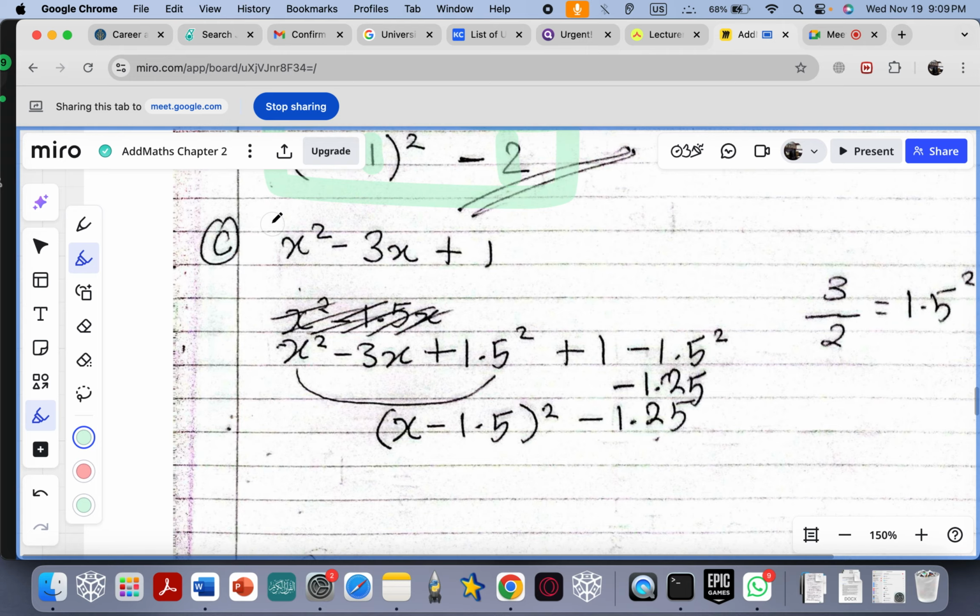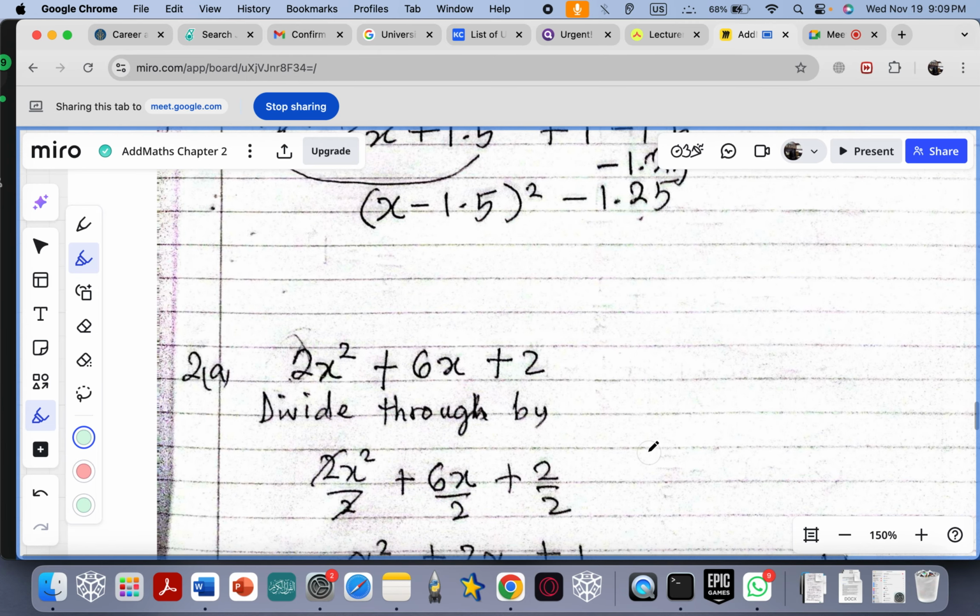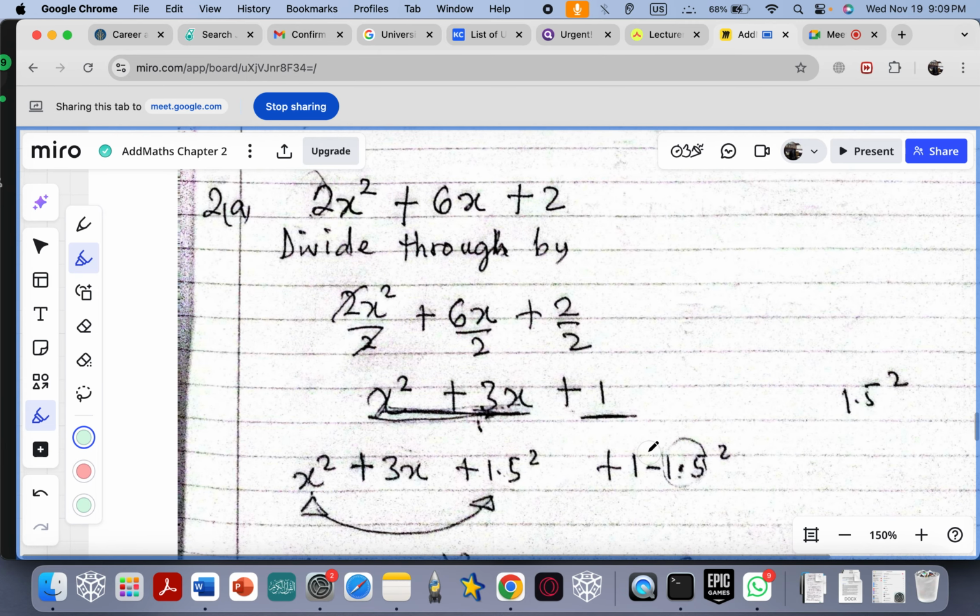Okay, so we go to the next one. Similarly, we do the same thing. Half the coefficient of x. If you have 3, you get 1.5. So you add 1.5 squared to this first box, and you subtract 1.5 squared from this one. So you now factorize. You take this x, you take this minus sign, you put it here. Take this 1.5, put it here, you square both together. And then this becomes 1 minus 1.5 squared.